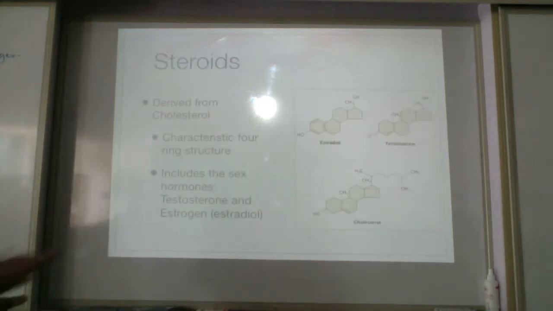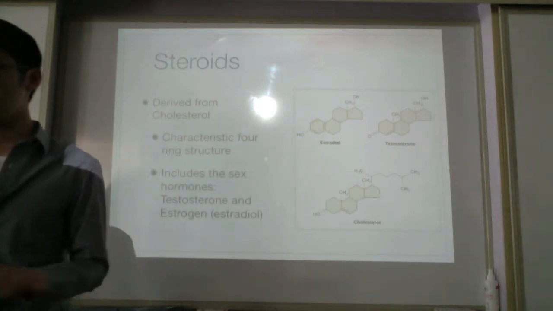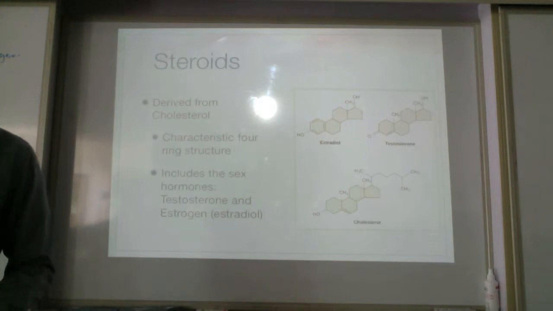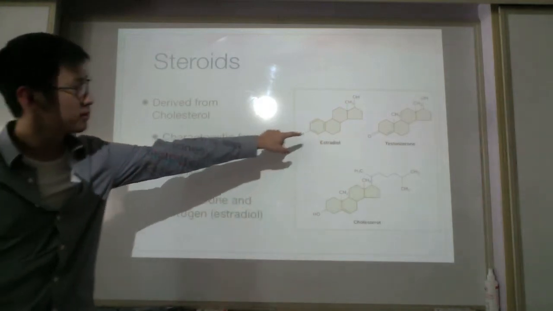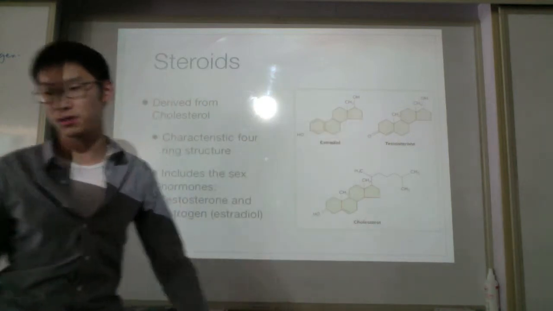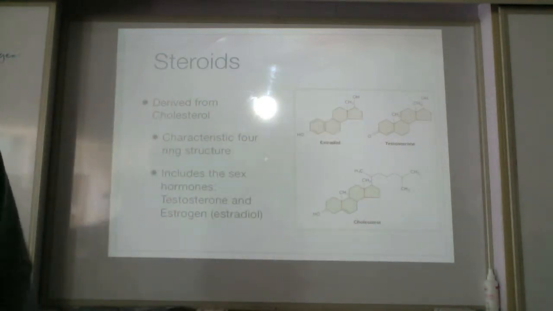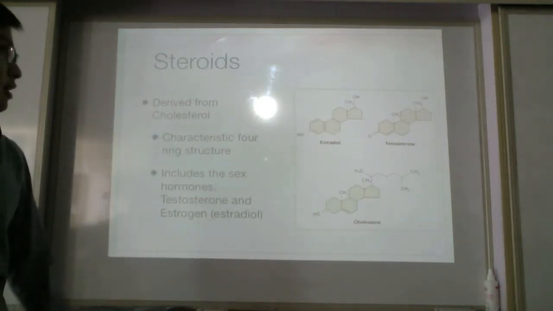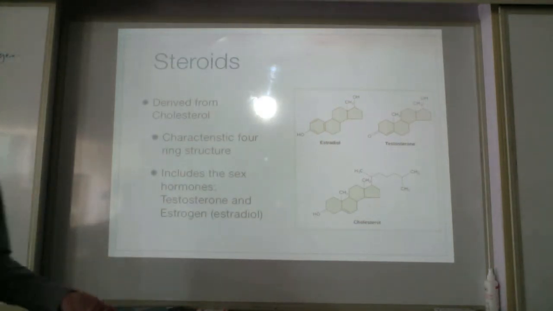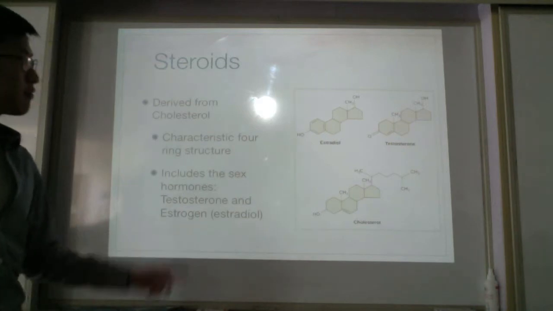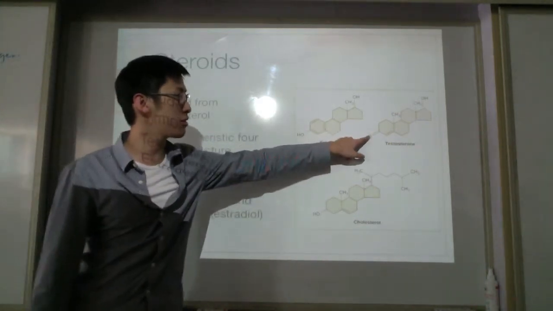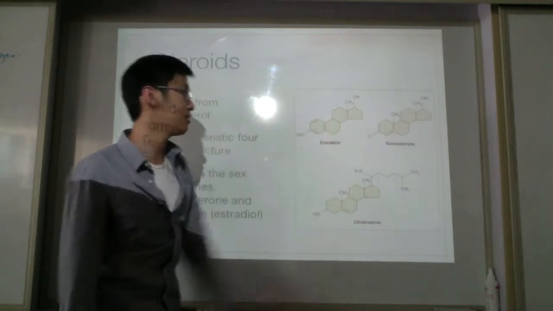Steroids are derived from cholesterol, and they have a characteristic four-ring structure, which is three hexagonal rings and one pentagonal ring. From this, we can see that the two sex hormones, estradiol, which is estrogen, and testosterone, are very similar in structure. In fact, they only differ by two groups. There's a double bonded oxygen, and then there's a methyl group right there.